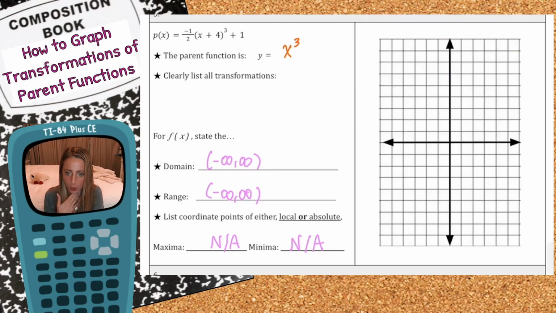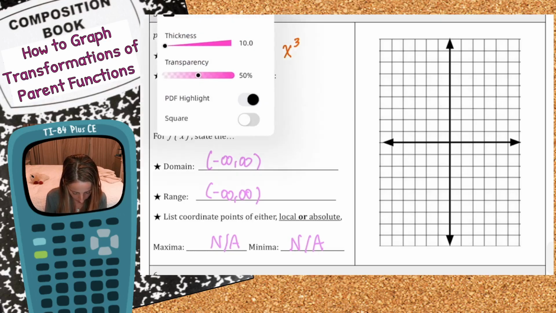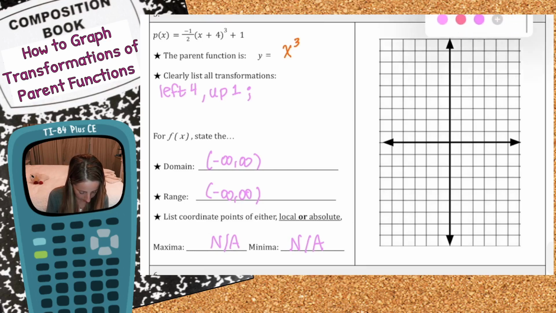Okay, so we're going to take our transformations and apply them to that graph. Clearly list all transformations. So they are left 4, up 1. So we're going to start with that, left 4, up 1. And what am I going to draw there? Well, I'm going to draw a little crosshair. So left 4, 1, 2, 3, 4, up 1. So I have a little bit of that. That's where my graph is going to start.